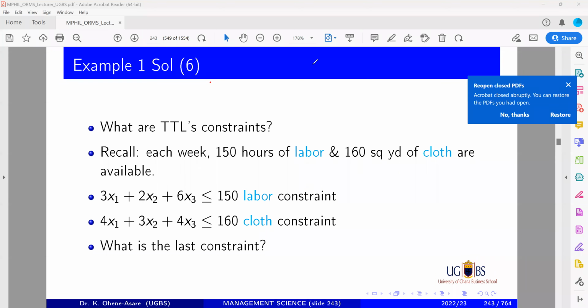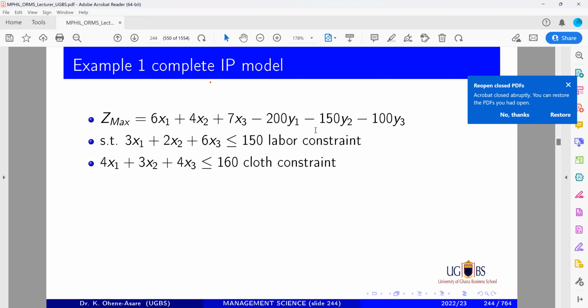The rest of you, you are not typing. For now, it's only Forsen who's actually documented the answer. The rest of you, I hope you are following. So this is your objective and these are your constraints. Remember, you need the binary constraints for the machinery. So the x's are non-negative and integer, but you also need your binary. And then that will sort out this formulation.